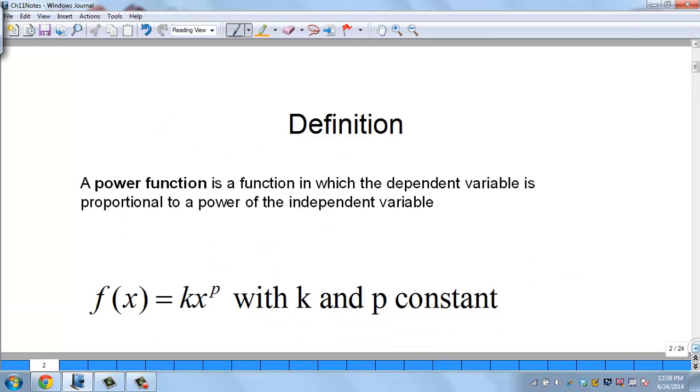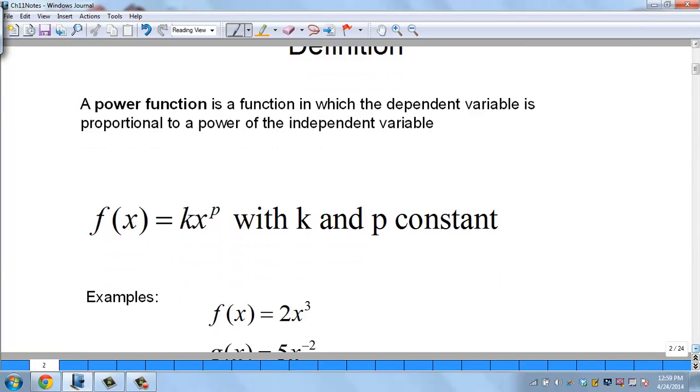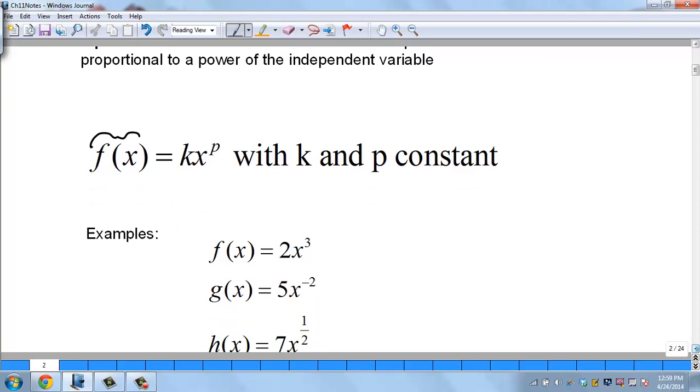All right, let's look at what a power function looks like. A power function is a function in which the dependent variable is proportional to a power of the independent variable. So remember, dependent, which is your y, in this case your f of x, is proportional to the power of the independent variable, which is x. Now I'm going to break it down to a little bit more basic terms because you guys are used to exponential. Basically what you have here is a constant k, so a number of some sort, multiplied by something with an exponent.